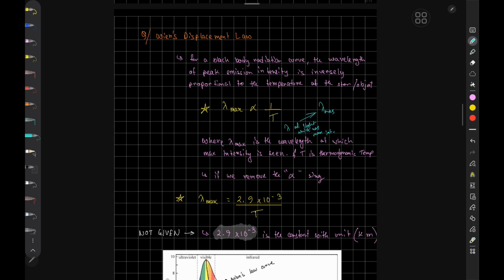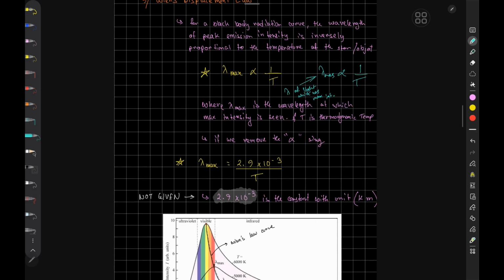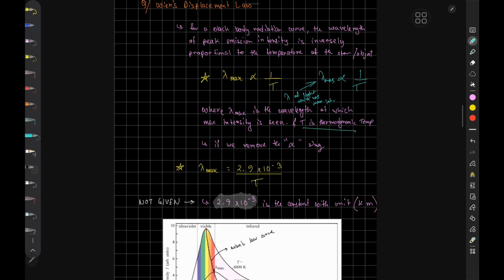Okay, so for a black body radiation curve, the wavelength of peak emission intensity is inversely proportional to the temperature of the star or object. As temperature increases, lambda max decreases. As lambda max increases, the temperature should decrease. Fair? And T is the thermodynamic temperature, that is temperature in Kelvin. Thermodynamic temperature means Kelvin temperature.